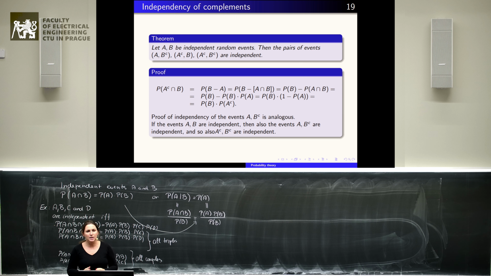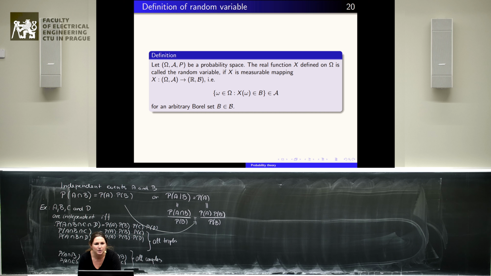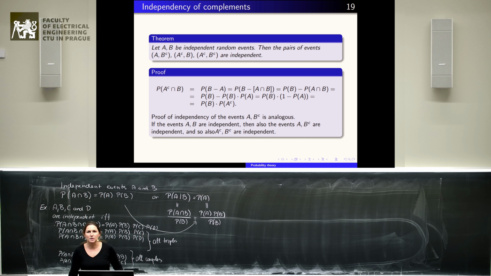Okay, the independence of the events A and B implies also the independence of their complements, or of the combination of one of these events and the complement of the others. You can see the proof on the slide. And that's everything for today.